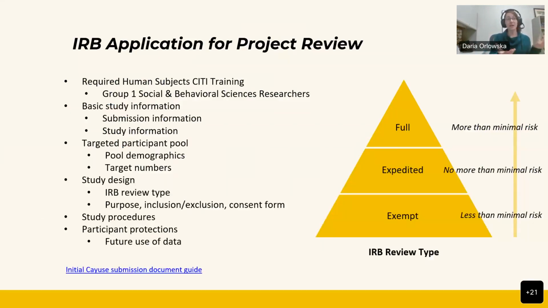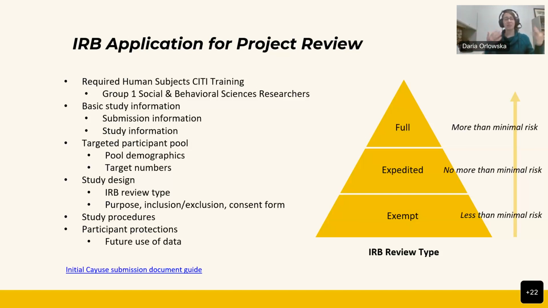So when you're in Cayuse, you're going to be submitting your IRB application for the first time, and these are just the categories that you'll be putting information about. You'll have to have your CITI training before you begin, because that goes directly into the system and is a requirement in order for you to even start conducting the research. Then you'll have some basic study information, like the study title and the basic summary. Then you'll have information about your targeted participant pool. So what are their demographics? What are your target numbers? Like how many participants are you hoping to recruit within your study?